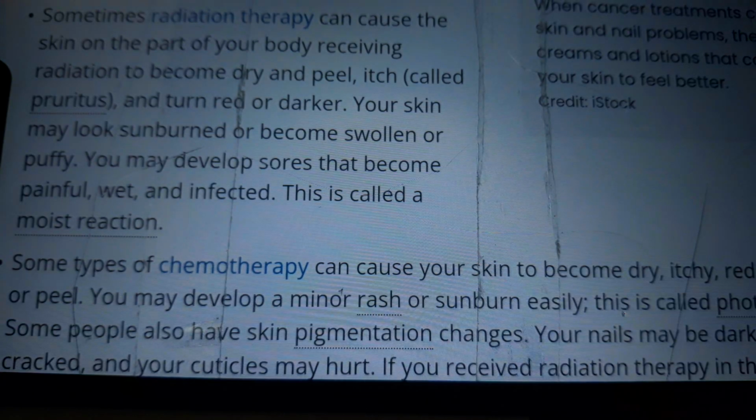Some radiation therapy can cause the skin or part of the body receiving radiation to become dry and peel, itch, called pruritus, and turn red or darker. Your skin may look sunburned or become swollen or puffy. You may develop sores that become painful, wet, and infected. This is called a moist reaction.